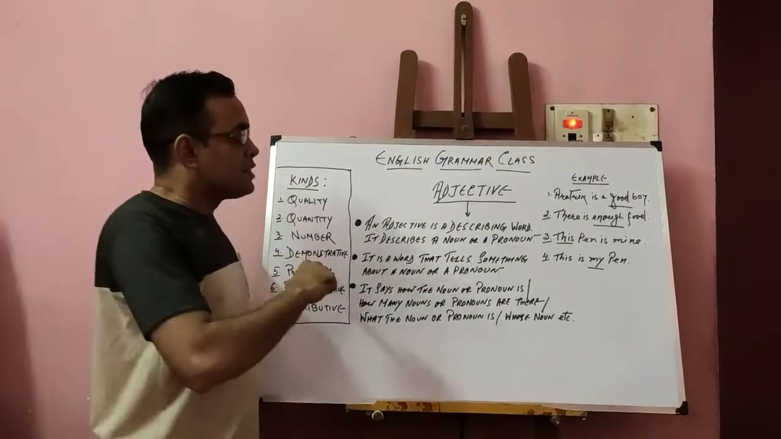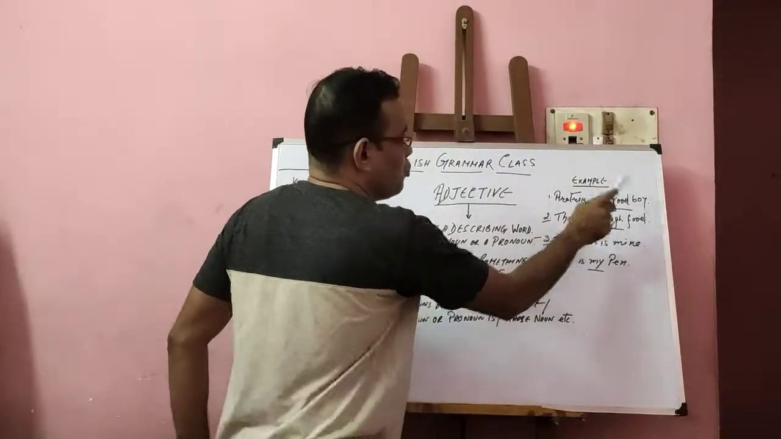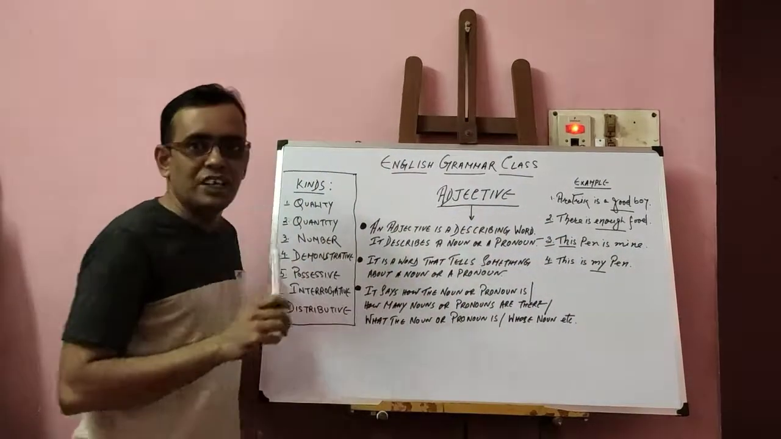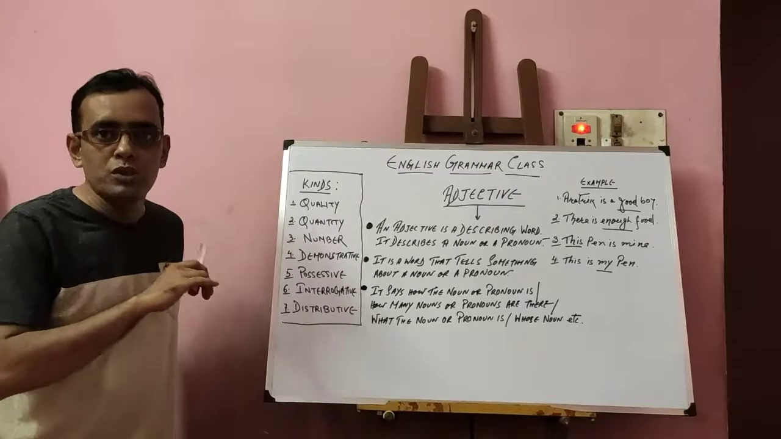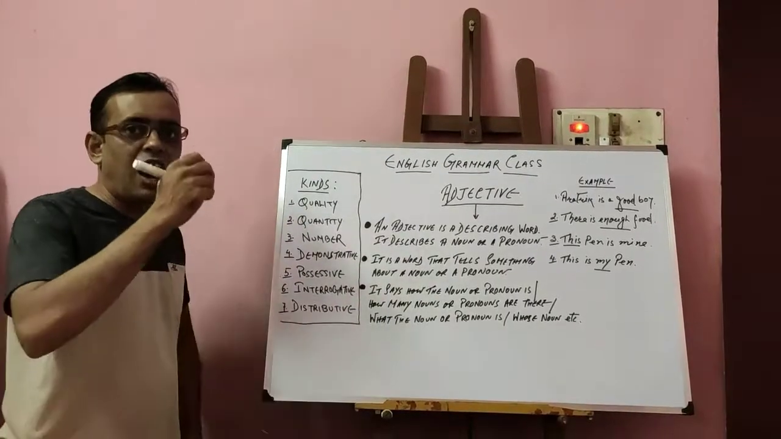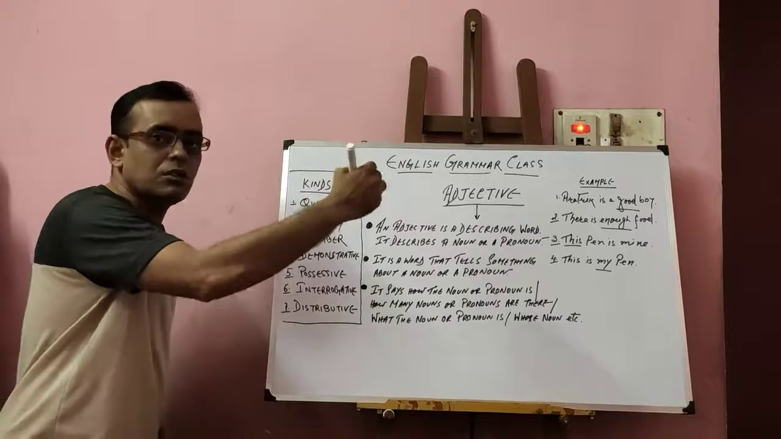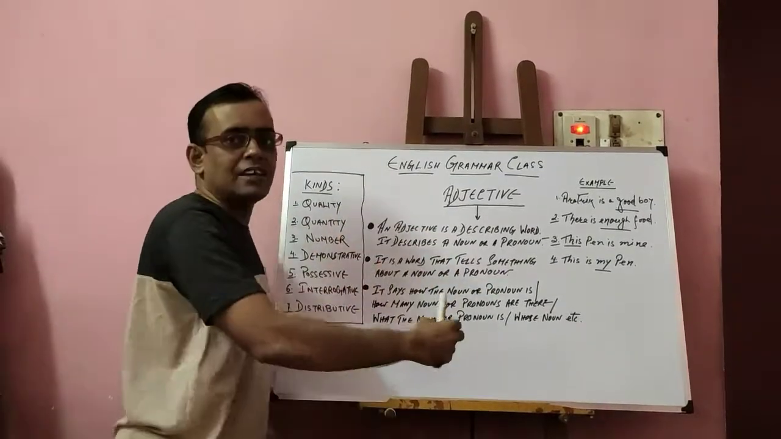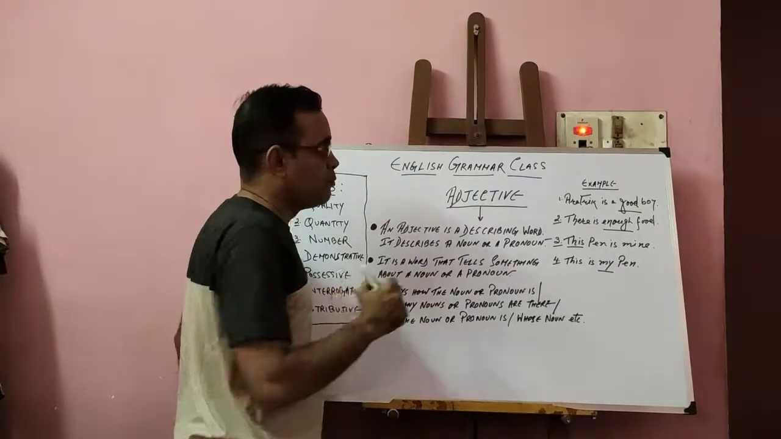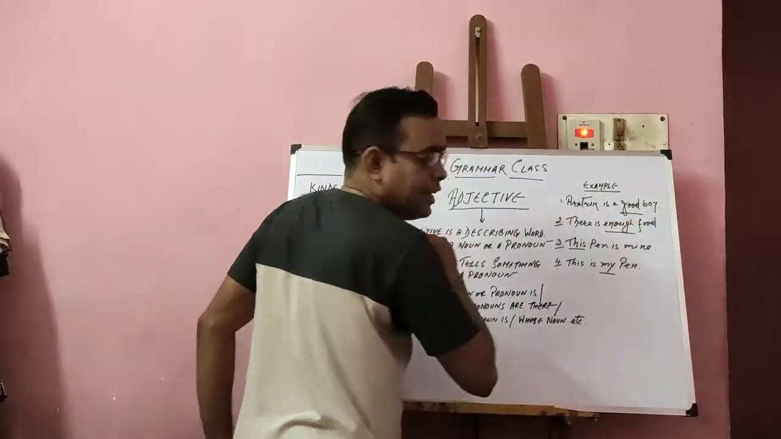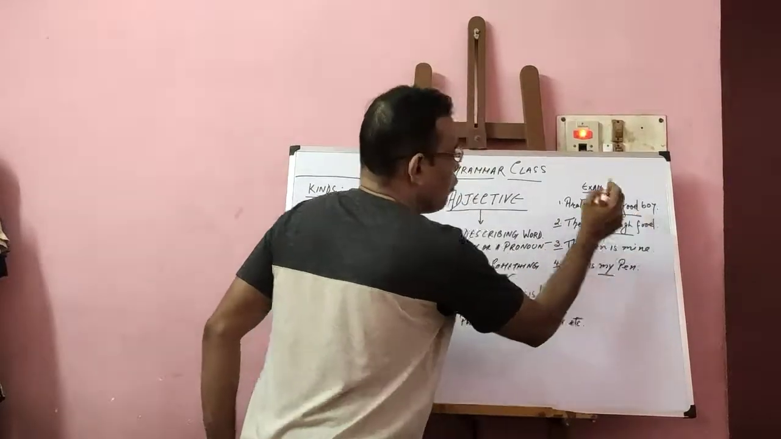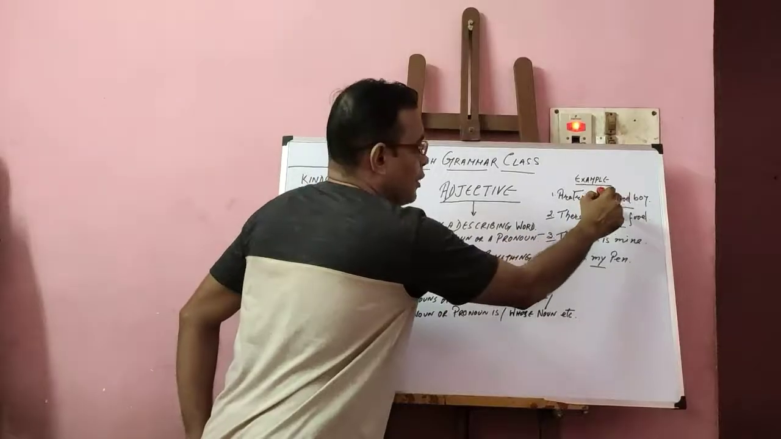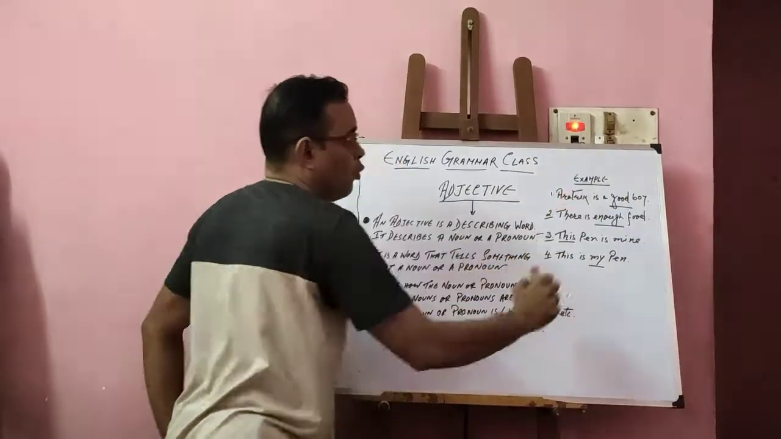Such as, for example, Aradhik is a good boy. So which boy? What? Which? How? Whose? These are the words we can use to ask questions to the noun. And whatever answer we get, that answer is called adjective. So how the boy is? Good boy. Boy is good. So that is why good is adjective. It's a describing word. It describes the noun boy.